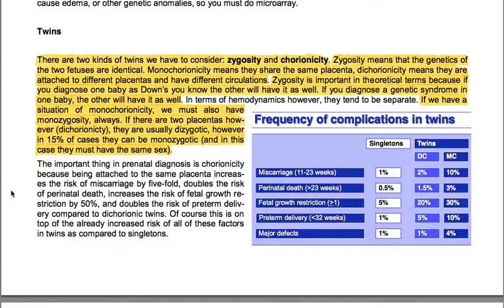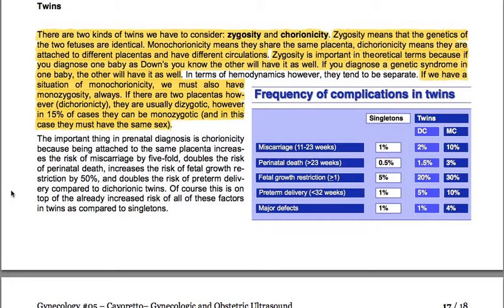Important thing in prenatal diagnosis is chorionicity because being attached to the same placenta increases the risk of miscarriage by 5-fold, doubles the risk of perinatal death, increases the risk of fetal growth restriction by 50%, and doubles the risk of preterm delivery compared to the dichorionic twins. Of course, this is on top of the already increased risk of all these factors in twins as compared to singletons.